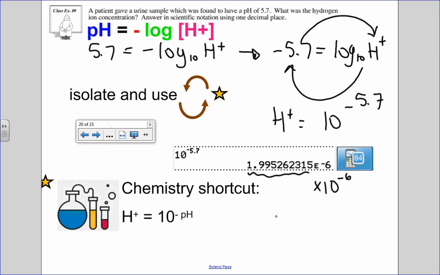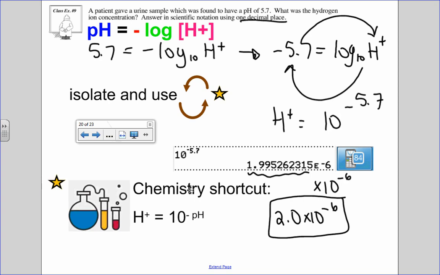You still have to plug it into your calculator, and don't worry about significant digits. They want it to 1 decimal place. So I'll call that 2.0 times 10 to the -6. Okay? And that would be your hydrogen ion concentration. So again, you can totally use that chemistry shortcut. I'm fine with that.